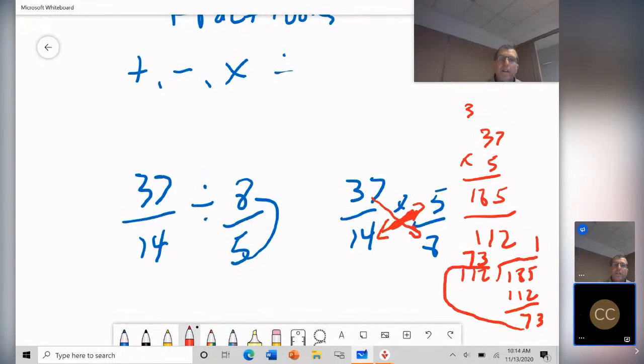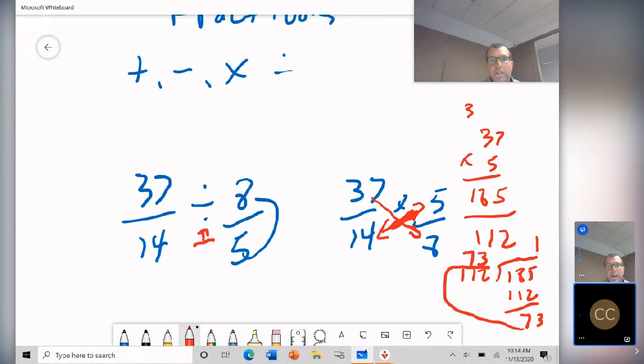Okay. So those are really the 4 things. And the thing I forgot to do, it slipped my mind, I apologize. Whenever you have a division problem here, you flip the second number and make it a multiplication problem.